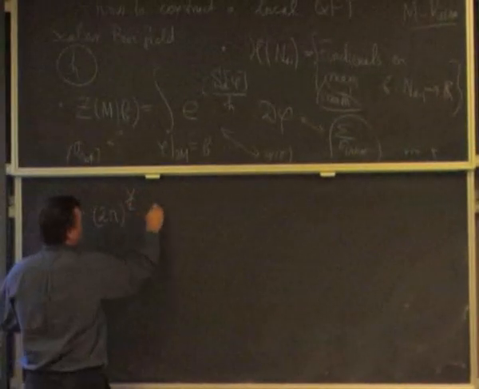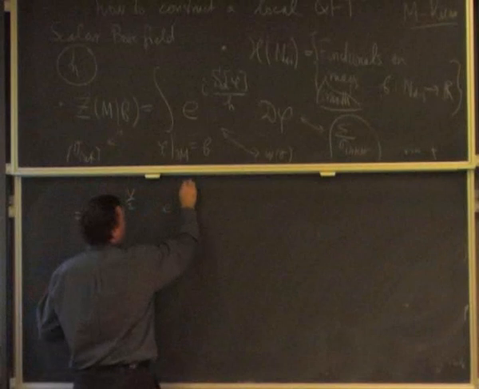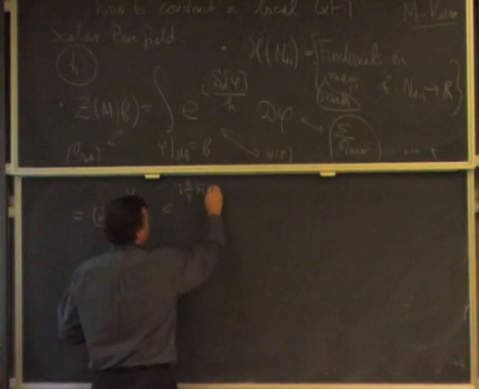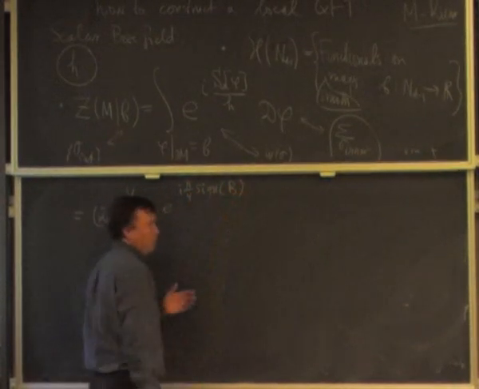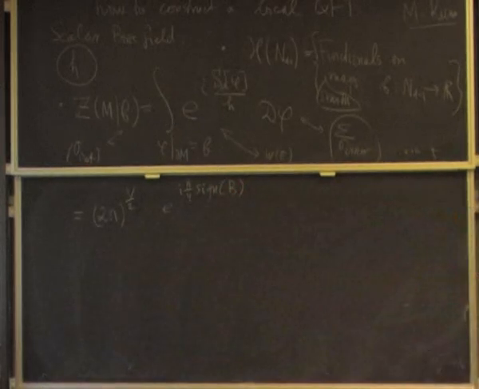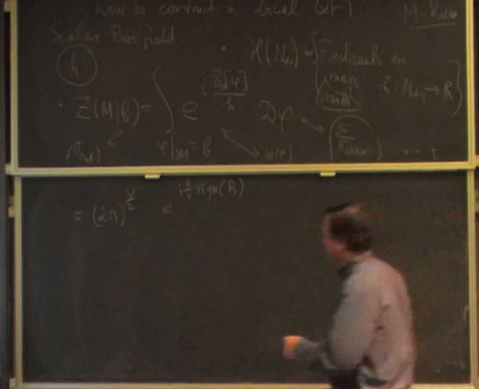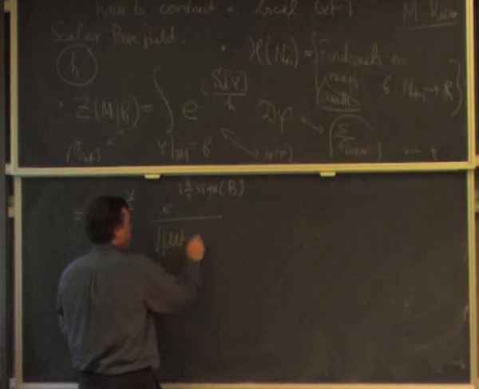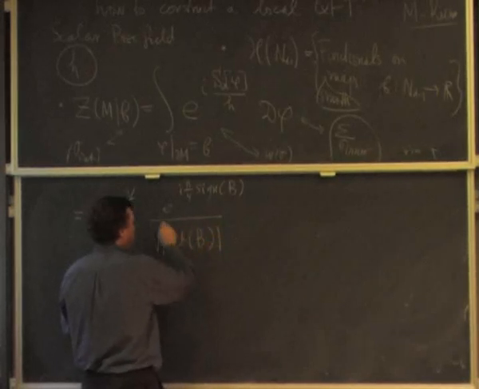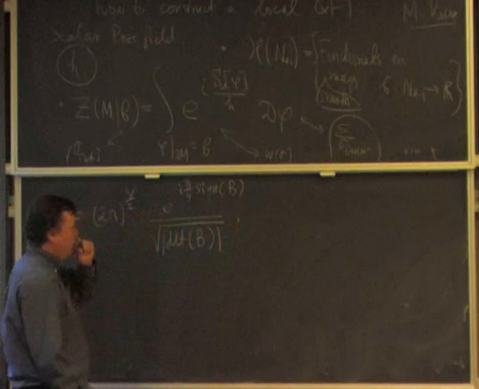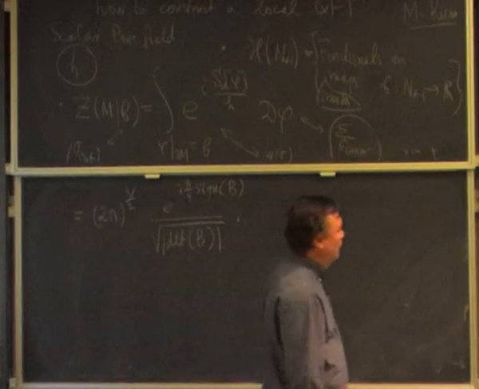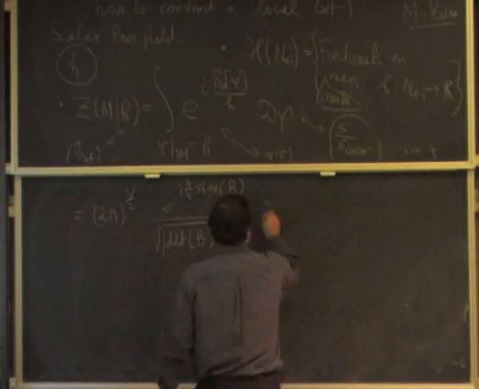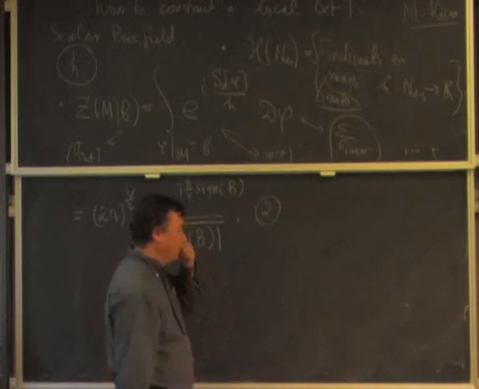So this is equal to (2π)^(n/2) e^(iπ/4 · signature of B), where the number of positive eigenvalues minus the number of negative eigenvalues is the definition of the signature of the matrix, divided by the square root of the absolute value of the determinant of B. Okay, so this is the first part.